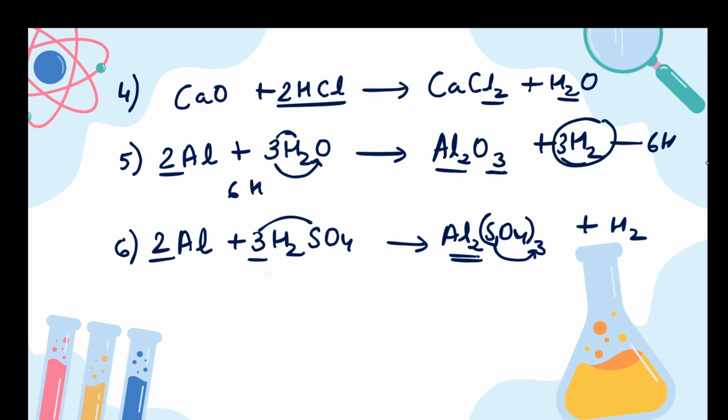Now hydrogen is how much? Hydrogen is 6 here. So we will add 3 here to make it 6. So hydrogen is also balanced. Let's see how many oxygen atoms are there. 4 3s are 12. 12 oxygen atoms are there on the reactant side. And here also it is 12. So the reaction is balanced.